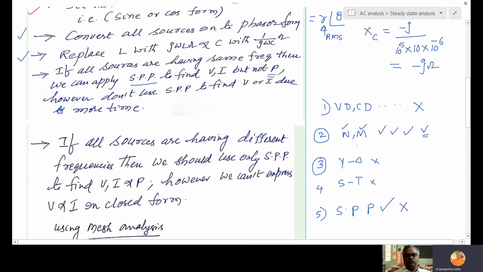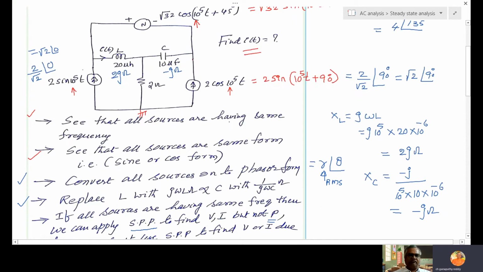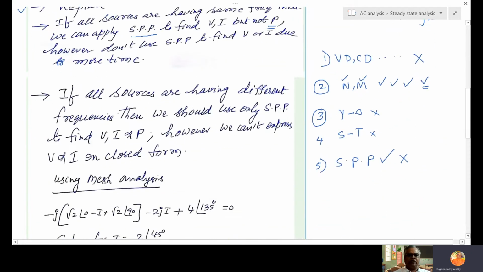What is the biggest drawback of nodal and mesh analysis? When sources have different frequencies, we cannot apply nodal analysis or mesh analysis. What is the reason? Inductive reactance and capacitive reactance depend on the source frequency. If this is 10 power 4, this is 10 power 5, this is 10 power 6, which frequency do you consider? That is the ambiguity. Therefore, when frequencies are different, nodal and mesh, such powerful tools, fail. In that case, the superposition principle, a small technique, will be helpful to solve the problem.